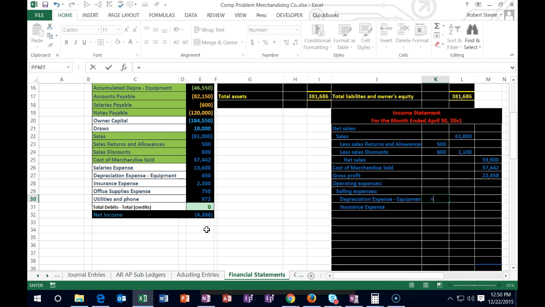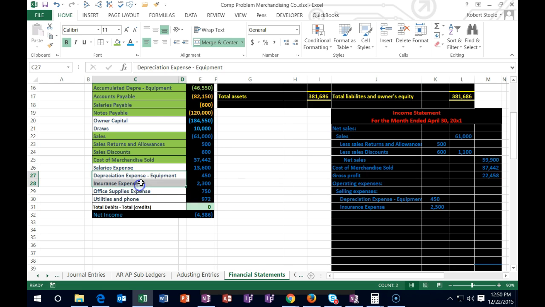So we'll say this equals, and I'm going to point to the depreciation of 450 and enter, and then equals and point to the insurance of 2,300 and enter. All right, and then I'm going to highlight these two, the ones in the middle there, and say we found a home for those.